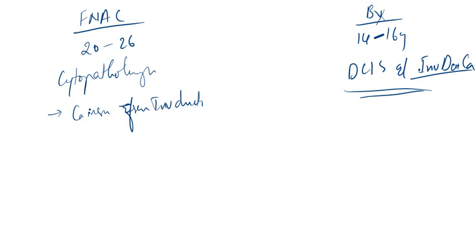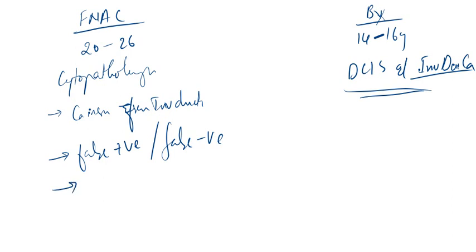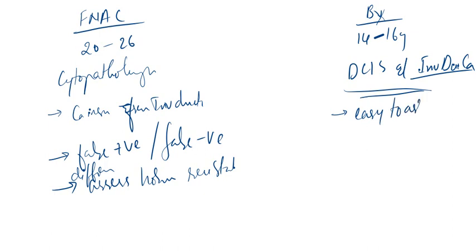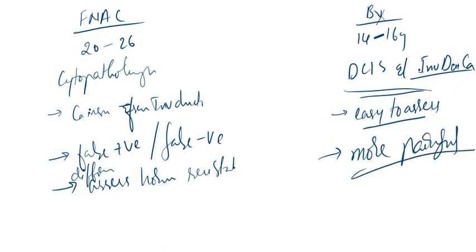Now in case of FNAC, there are high chances for false positive or false negative also, right? Now one more thing about FNAC is it is very difficult to assess the hormonal receptor status, whereas here, in biopsy, hormone receptor status is very easy to assess. As well as, the biopsy is more painful. Trust me, biopsy is very painful. Whatever biopsy it can be, it is painful.